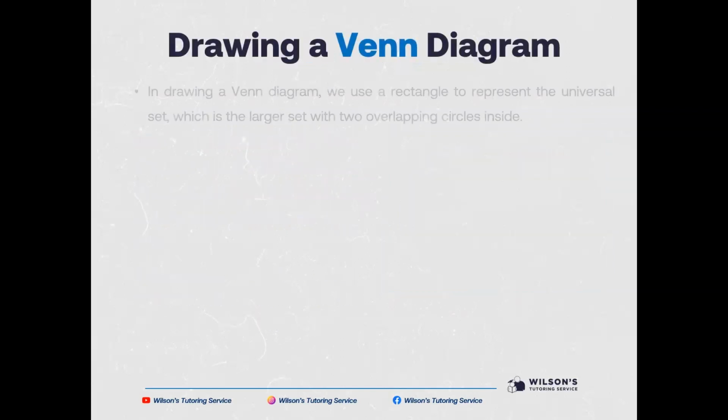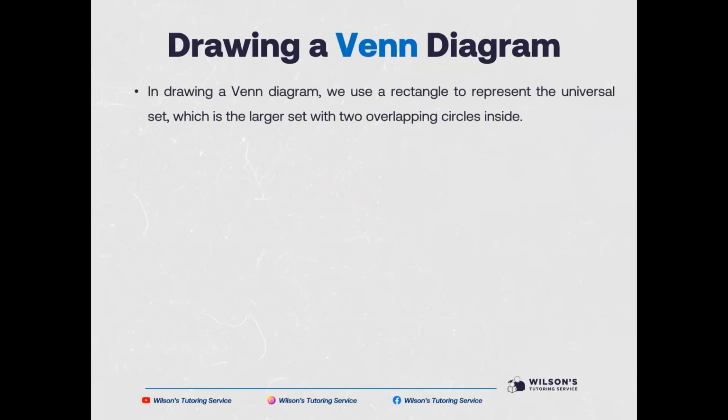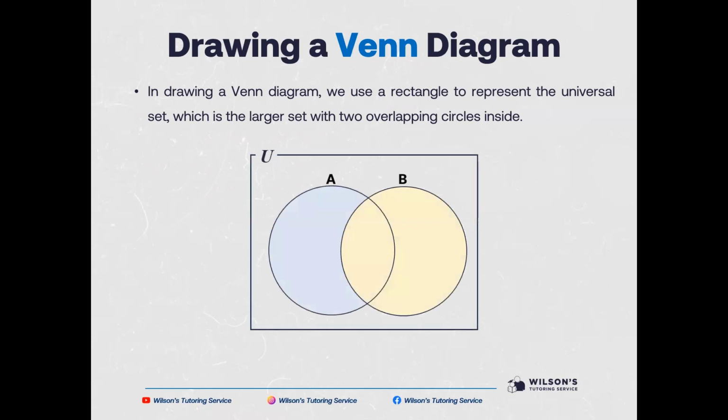Drawing a Venn diagram. In drawing a Venn diagram, we use a rectangle to represent the universal set, which is a larger set, with two overlapping circles inside. The overlapping circles inside the Venn diagram would represent the subsets of the universal set.